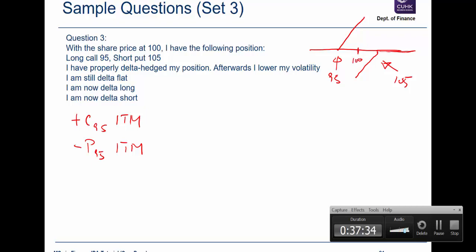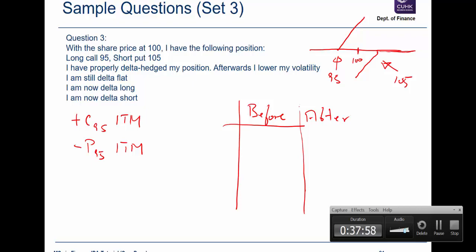Okay. Now let's try and put some numbers. This is how I would do it. I recommend this, it would surely work if you are methodical about it. Now I'm going to do it before and after. So you have a 95 call, which is in the money. So there will be a delta for that. Because it's in the money, it will be bigger than 50. So let's say 52.